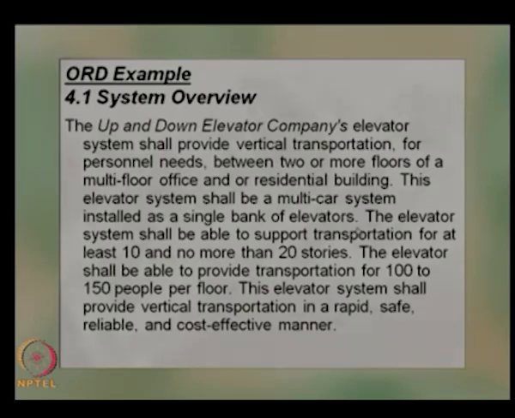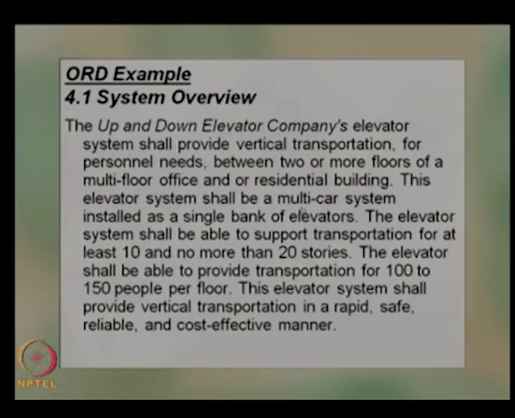As I mentioned earlier, the originating requirement document is the final output of this particular phase of design. We will provide a system overview as an introduction. The Up and Down Elevator Company, you can give any name to the company. The Up and Down Elevator Company's elevator system shall provide vertical transportation for personal needs between 2 or more floors of a multi-floor office and/or residential building.